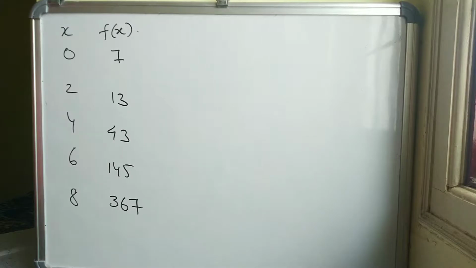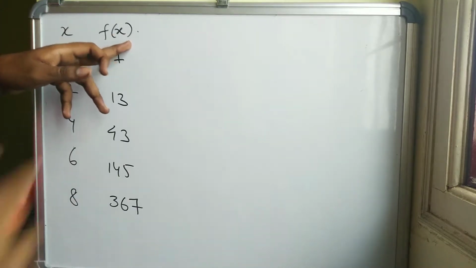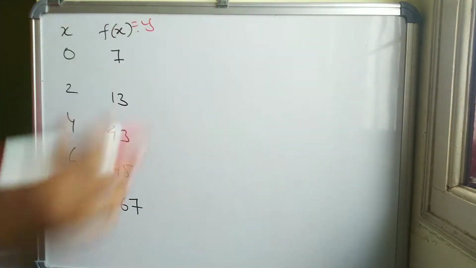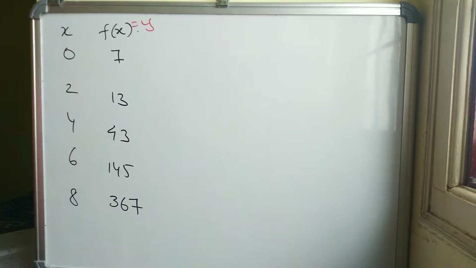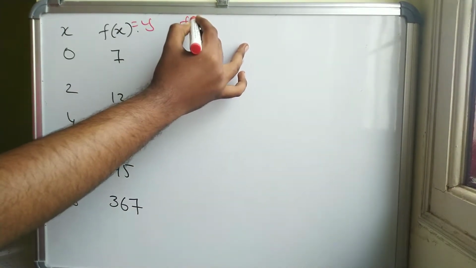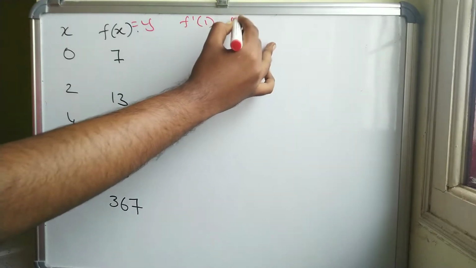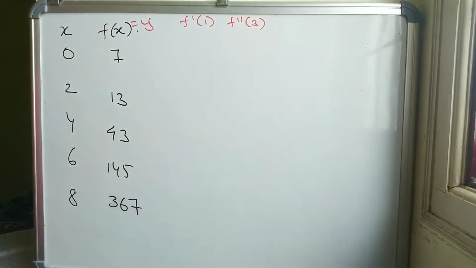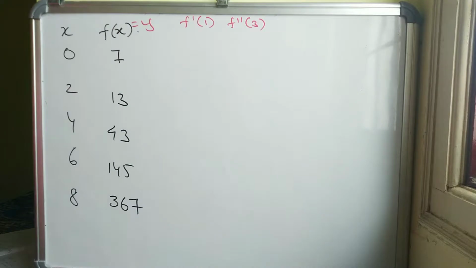So we'll solve one problem. The problem is that x values are given and y values, f of x, are given. y is nothing but the function of x. Here we need to find f dash of 1 and f double dash of 3. Since f dash of 1 and f double dash of 3 are asked, you would apply Newton's numerical differentiation formula.